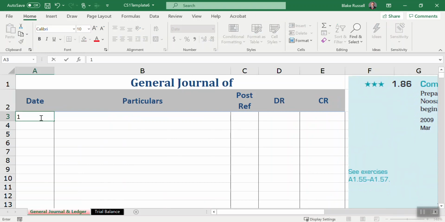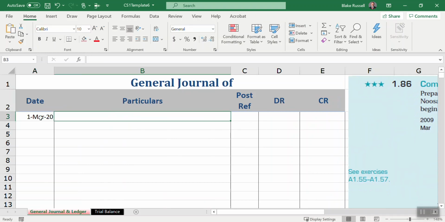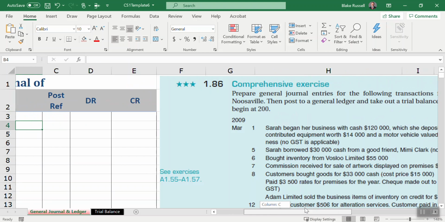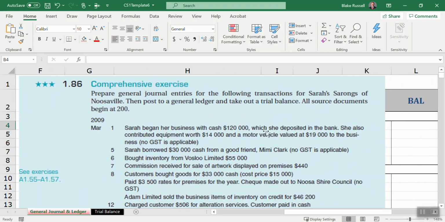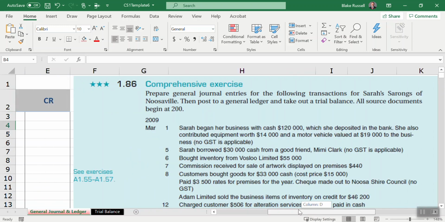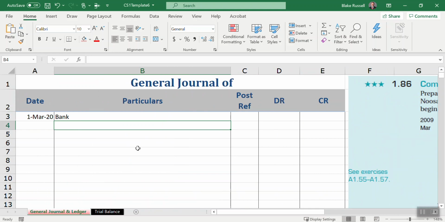So 1st of March, you should be able to start typing in these. Don't worry about the year, it's not really relevant in this case. The month is, but not the year. So we contributed cash, which we can call bank. They also contribute equipment and motor vehicle. I'm going to do this all in one transaction.